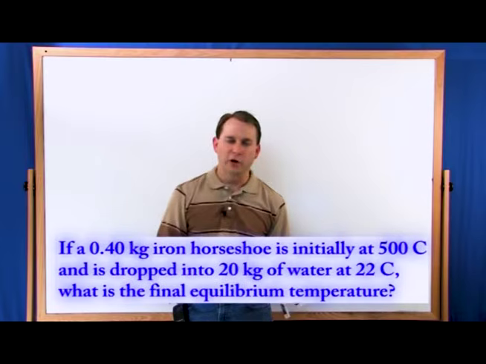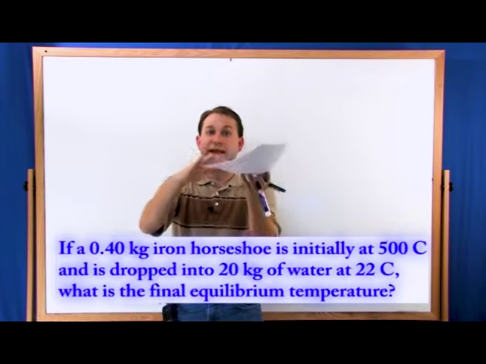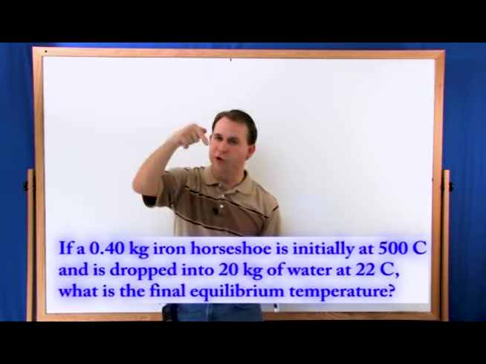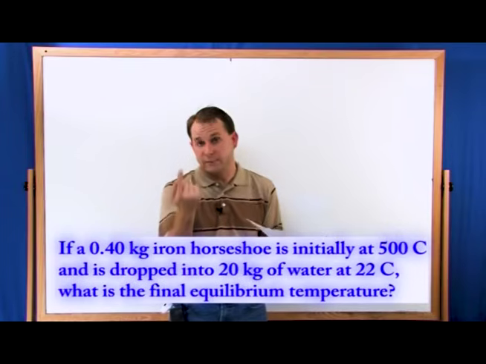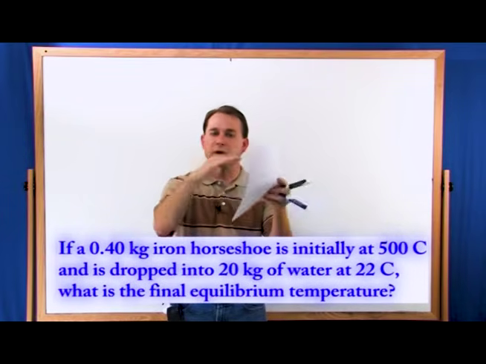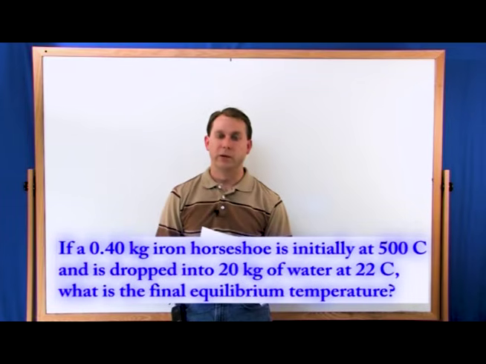And if you let it sit there long enough, after all the steam goes away, basically they're both going to approach the same final temperature. So the horseshoe temperature is going to go down. The water temperature is going to go up because it's going to get hotter. And eventually they're going to meet somewhere in the middle. Everything will settle down, and that's the final equilibrium temperature. That's what we really want to calculate.